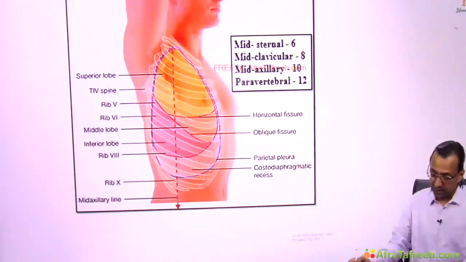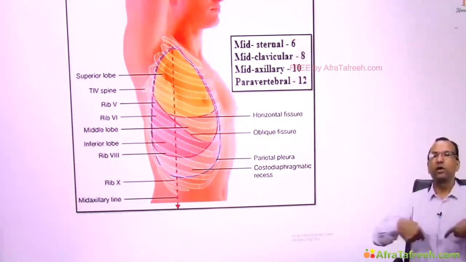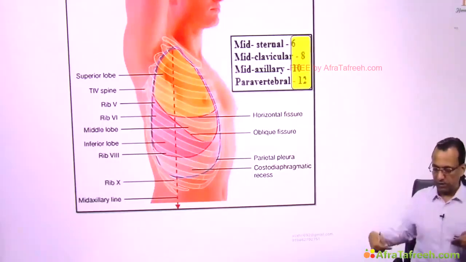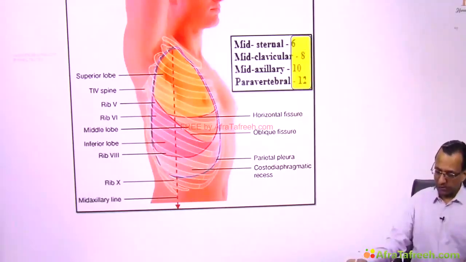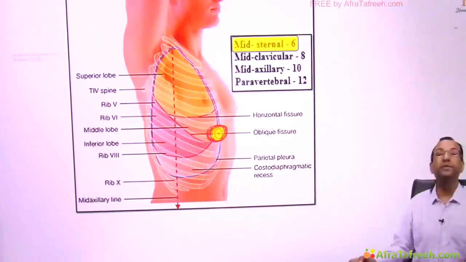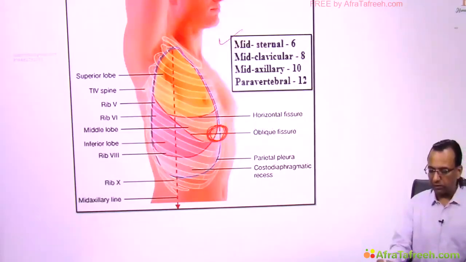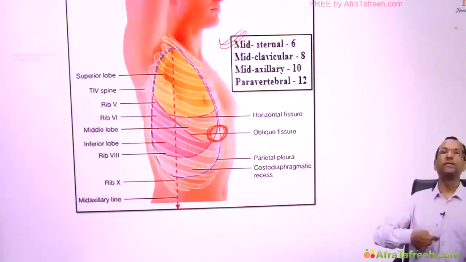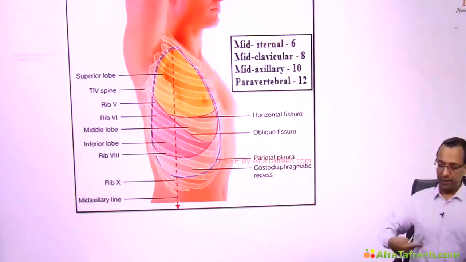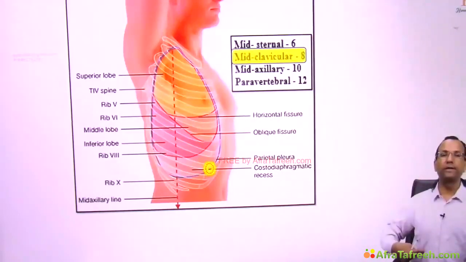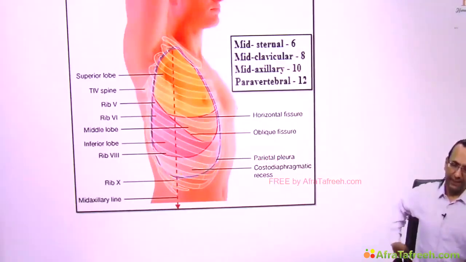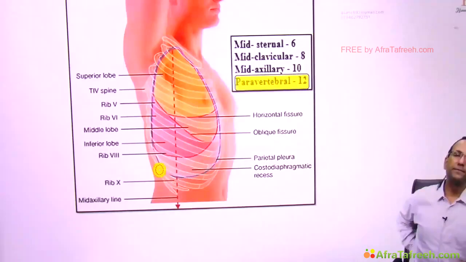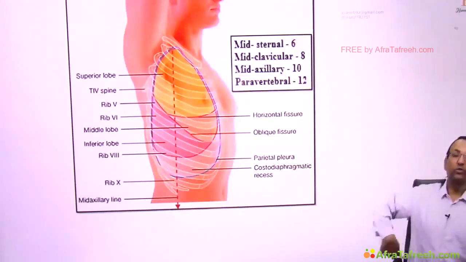Actually, you have to understand 6, 8, 10, 12 is the inferior diaphragmatic border of the right lung. You will see that at the 6th rib, the pleura is in the mid-sternal line, at the 8th rib it comes to the mid-clavicular line, at the 10th rib it comes to the mid-axillary line, and at the 12th rib it is the para-vertebral line. It is coming from the 6th rib to the 12th rib.